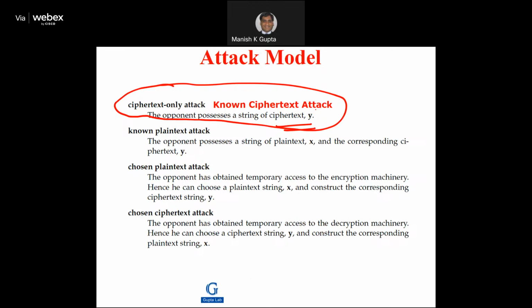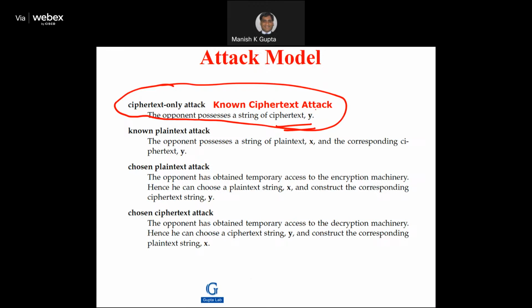Or chosen plaintext attacks: the opponent has obtained temporary access to the encryption machinery. Hence, he can choose a plaintext and construct the corresponding ciphertext. Chosen ciphertext attack: the opponent has obtained temporary access to the decryption machinery. Hence, he can choose a ciphertext string Y and the corresponding plaintext string X.